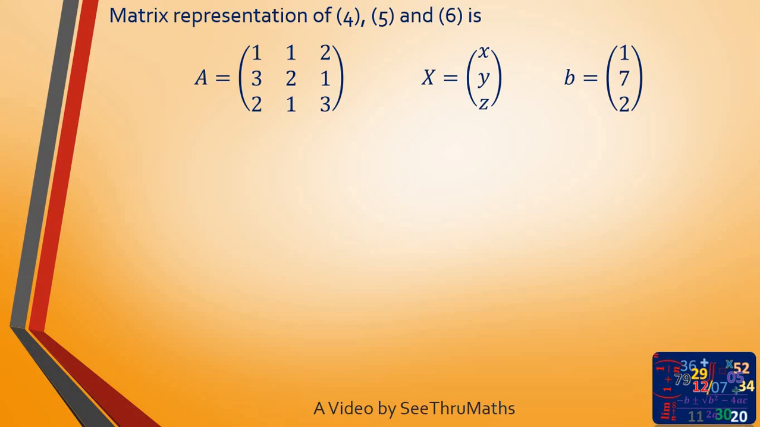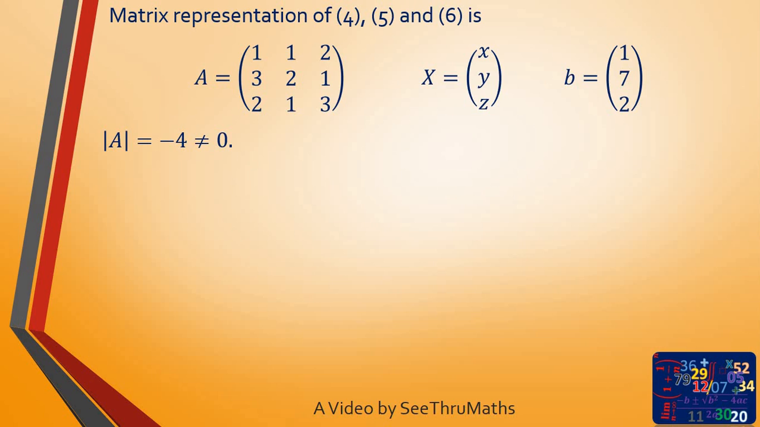Now represent the above three equations in matrix form. So first write A is 3 cross 3 matrix. Then X is nothing but 3 variables are there, X, Y, Z. And B is nothing but the constant terms. That means right hand side of the last three equations, 1, 7 and 2.